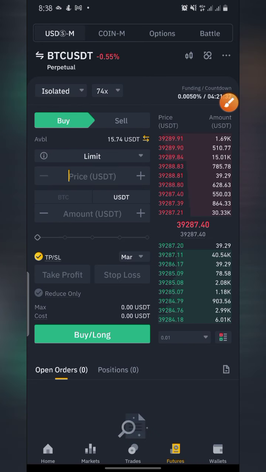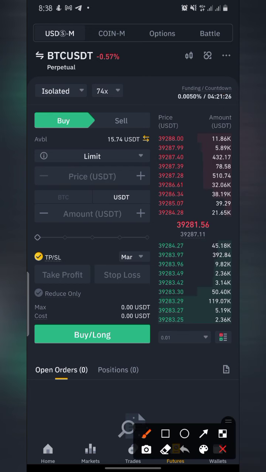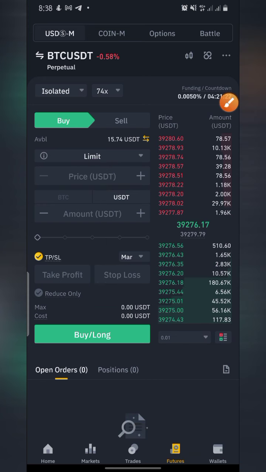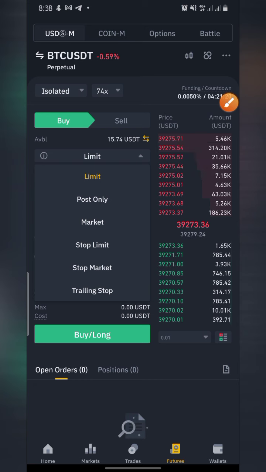So guys, we'll be talking about the types of trading orders we have on Binance Futures. This is what I mean by trading order. Click on that, limit. There are basically 6 types of trading order on Binance Futures. We have limit, post only, market, stop limit, stop market, and trailing stop. But we are going to talk mainly about two, which are the first and the third one, the limit and the market.